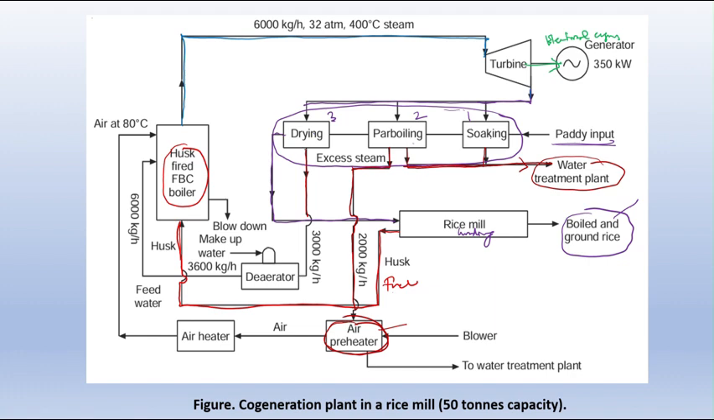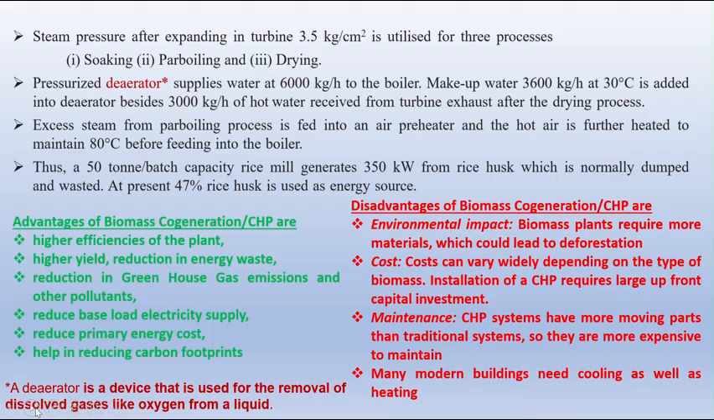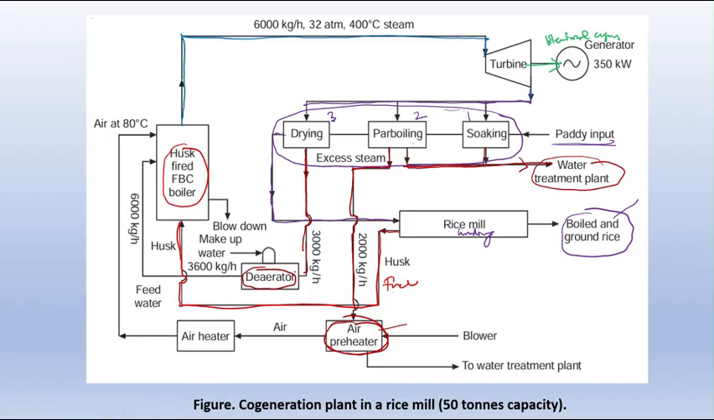Then another steam from the drying unit moves to the deaerator. What is a deaerator? A deaerator is a device that is used for removal of dissolved gases, like oxygen, from a liquid. So it is used to remove the dissolved gases. After that, the steam moves to the feed water.